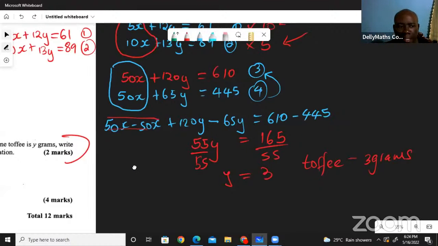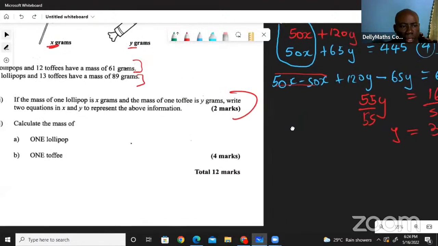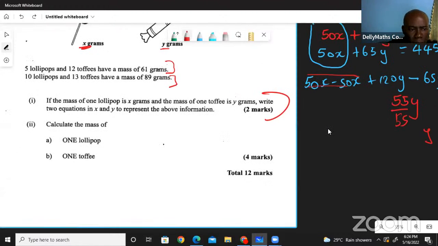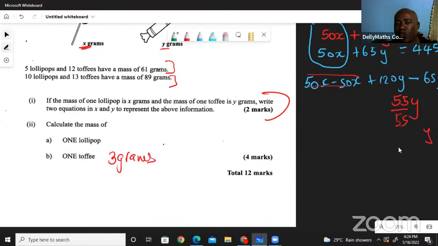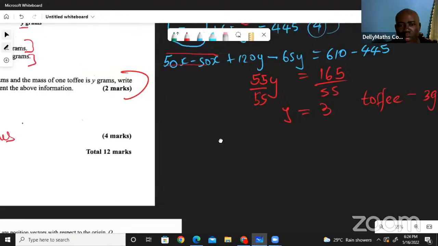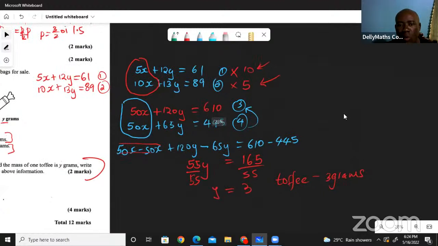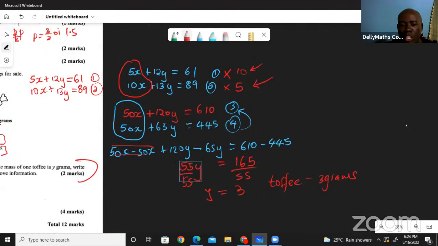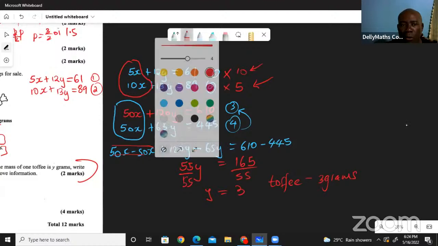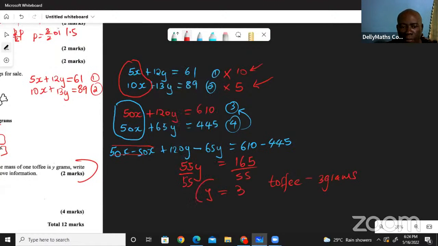All right, so the mass of the toffee is 3 grams. So we found this one right here, 3 grams, right? Now, because we know that the mass of the toffee is 3 grams, what we can do is substitute that in any one of the equations that we have, any one. So we could just pick one because we are aware of this, all right?